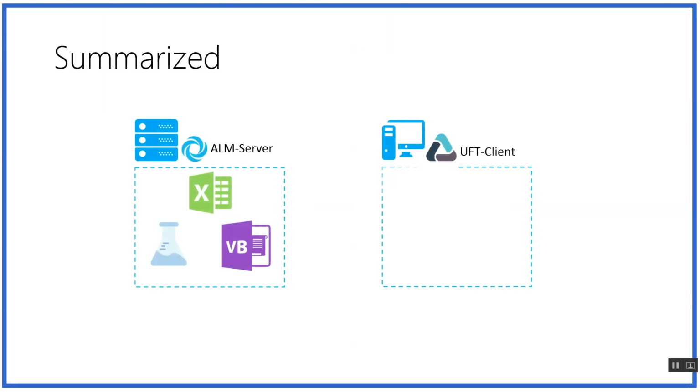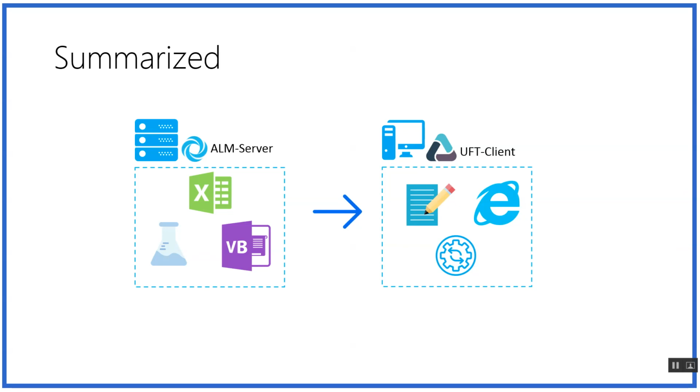To summarize, we can say that in ALM, we have some scripts, some data, some Excel sheets. These are executed in a test on a UFT client, for example, in Internet Explorer, and then the result is sent back to the ALM server so you can analyze them. Okay, repeating: in ALM, you organize your scripts, then you send them by a run to your UFT client. There you execute them in applications like Internet Explorer. Then, last step, the results are sent back to the ALM server.